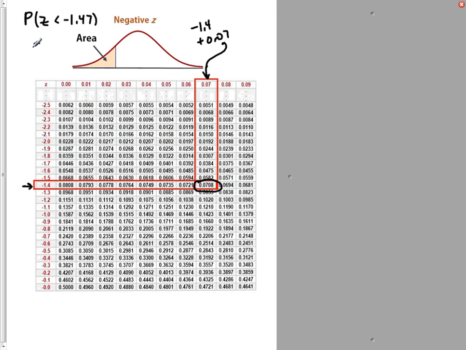0.0708. So I would say this is my probability, 0.0708, or 7.08%. Right? We might think about it this way. Now, the nice thing about Excel is that it also gives us the values for the table.